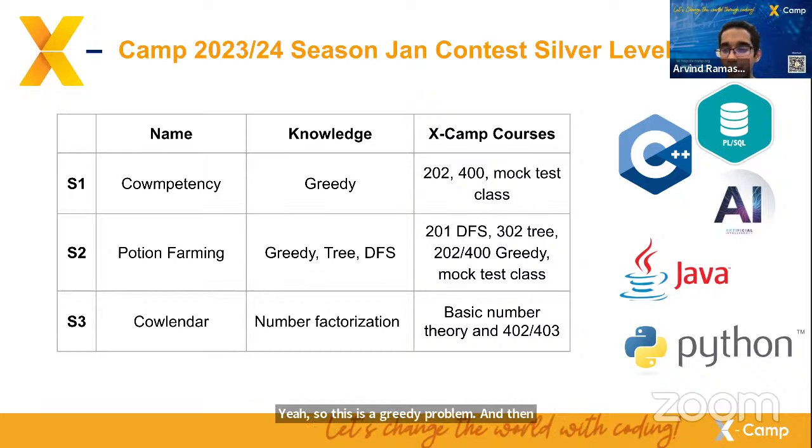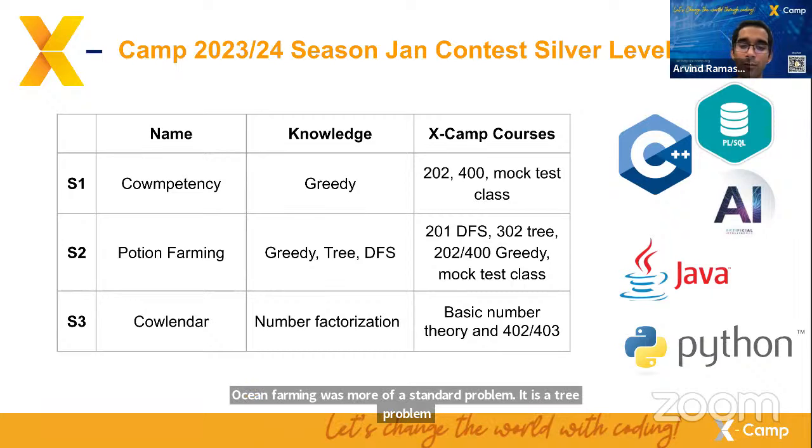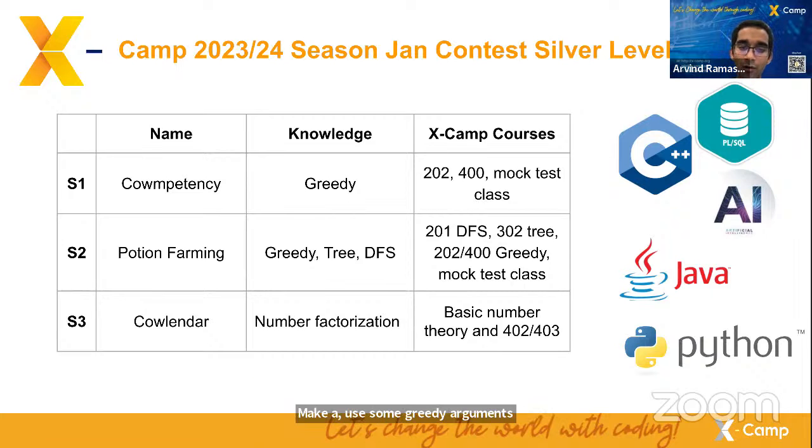And then potion farming was maybe more of a standard problem, but it was a tree problem. You have to use some greedy arguments to argue that you want to match the lower potions first. And a way to implement this efficiently was using recursion or DFS. And then calendar was a number theory problem, which also requires some observation using the pigeonhole principle.